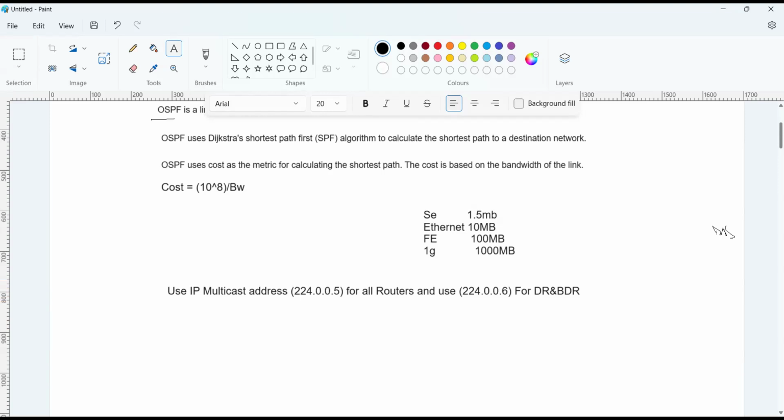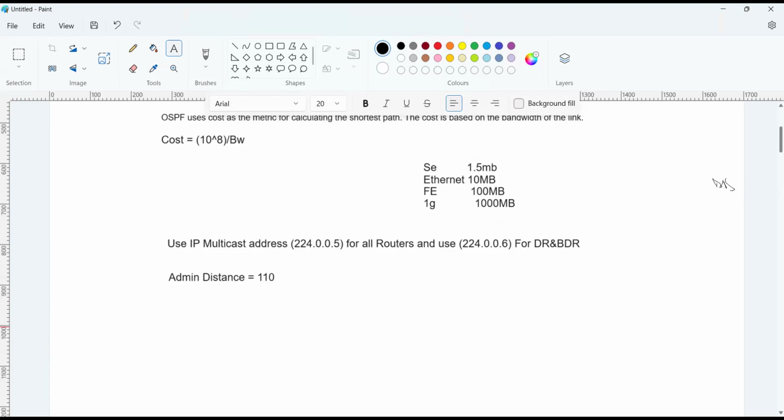What is DR and BDR? Designated router and backup designated router. We will discuss that. And OSPF uses the AD value of 110. What do we do with the AD value? What is AD value? Anyone can explain. It is administrative distance. Every routing protocol has its fixed AD value. Based on that, we determine which protocol or path to use before going to the metric.